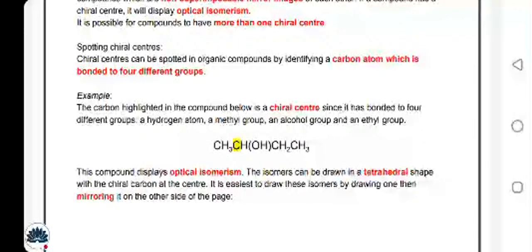The isomers can be drawn into a tetrahedral shape with the chiral carbon at the center. It is easiest to draw these isomers by drawing one, then mirroring it on the other side of the page, such as visible to you guys. And this is what I was talking about.